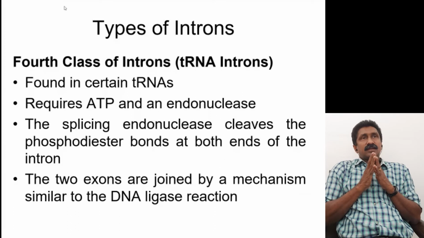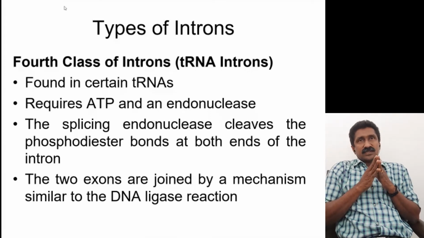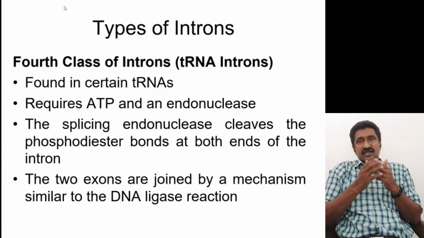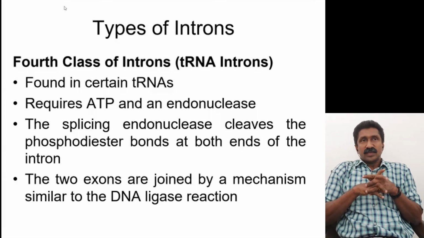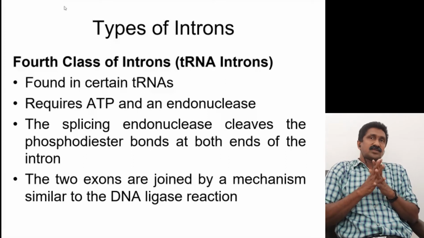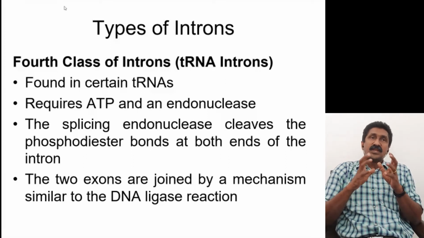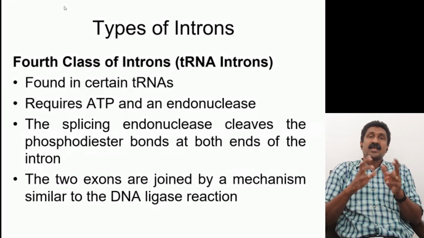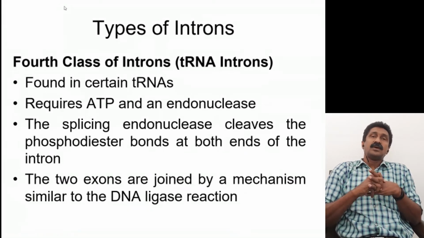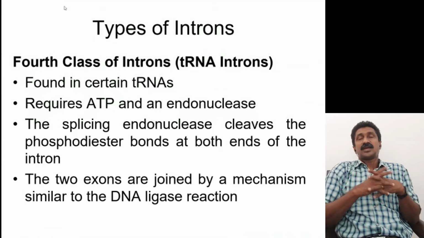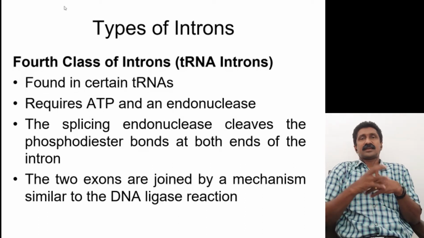Now there is another, fourth class of introns, known as tRNA introns, found in certain tRNAs, and it requires ATP and an endonuclease additionally for its removal. The splicing endonuclease cleaves the phosphodiester bond at both ends of the intron. So the energy of ATP and an endonuclease are required for removal of this fourth class of intron. And the two exons are joined together by a mechanism similar to the DNA ligase reaction. So that is a rare class of introns.